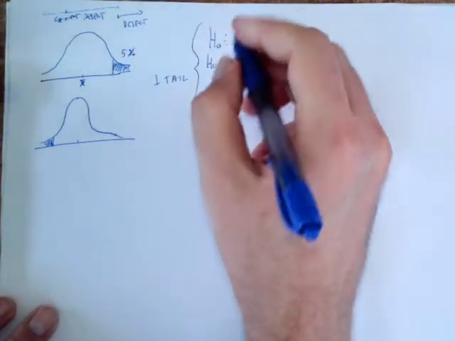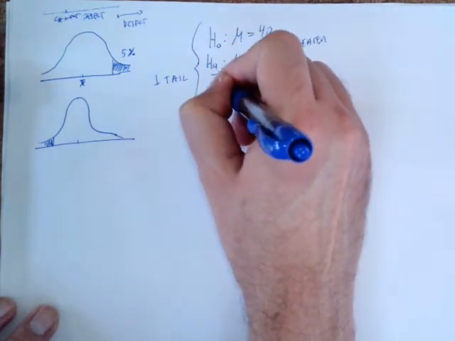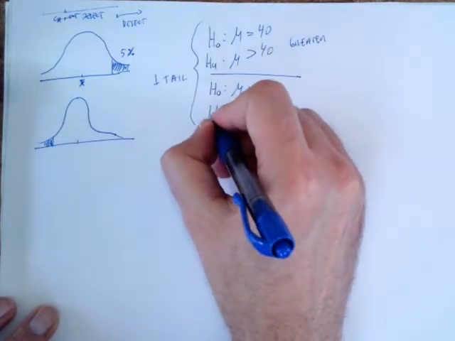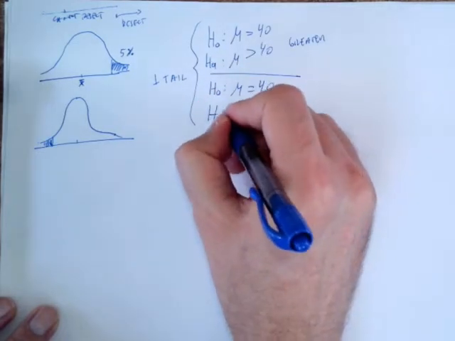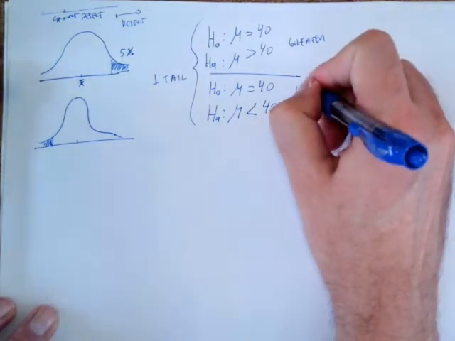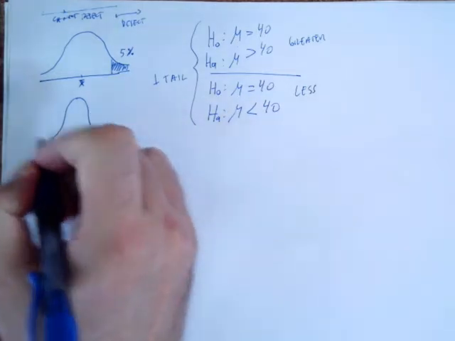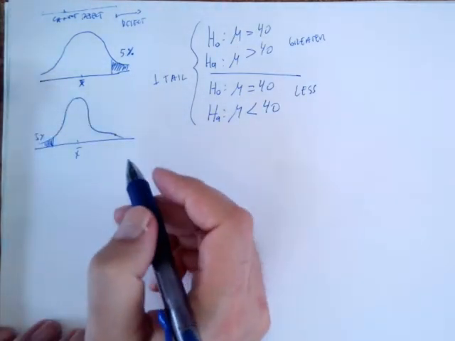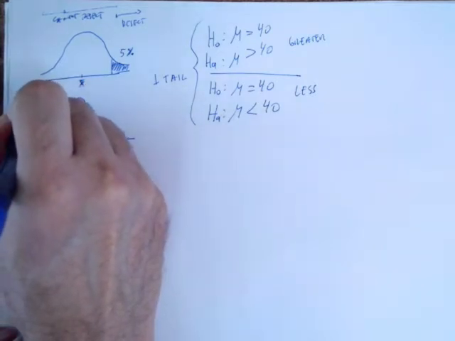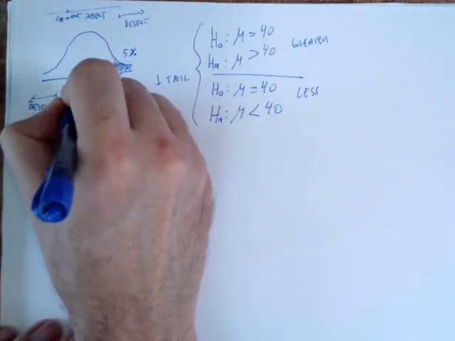This is one tail. So the second one will be the null, mu is equal to 40, so the same thing. But our alternative is that mu is lower than 40. So let's say less than. So the same thing here. You have an x bar, you have 5% on this side, and if 40 is here or less, you reject. If 40 is here or more, you don't reject.